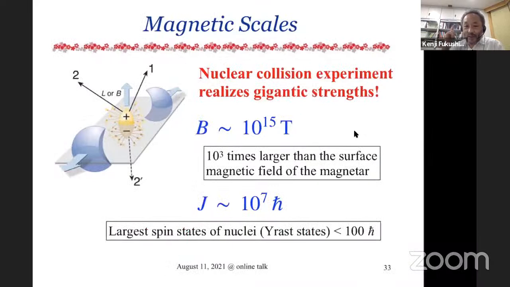But if you see the heavy ion collision experiment, you can expect even stronger magnetic field. You see, these are charged nuclei, and they collide. And so they can produce a very strong magnetic field. And because they travel almost at the speed of light, this generated magnetic field strength is very, very high. In fact, it is 1,000 times larger than the surface magnetic field of a magnetar.